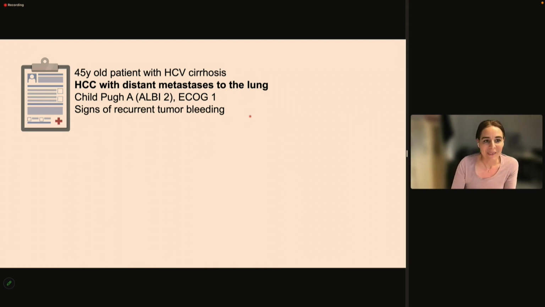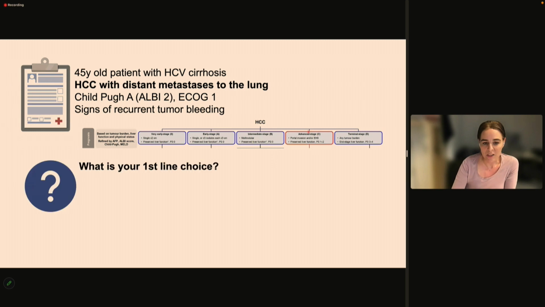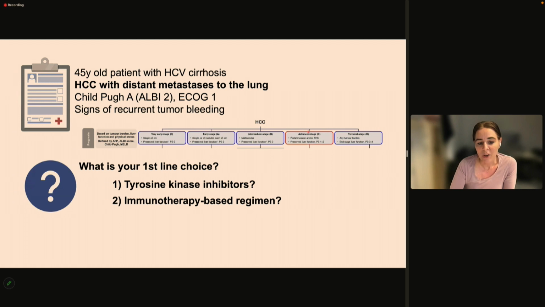I've talked quite a while now, so I thought we would discuss two patient cases that are fictional, just to illustrate what we've discussed so far. Just imagine you have a 45-year-old patient with HCV cirrhosis. He's suffering from HCC with distant metastasis to the lung. He has good liver function, Child-Pugh A, ALBI 2, good physical condition, and he has signs of recurrent tumor bleeding. So basically, this shows you distant metastatic disease. We are in BCLC stage C. So what would be your first line choice? Would it be a tyrosine kinase inhibitor, or would you go with an immunotherapy-based regimen?